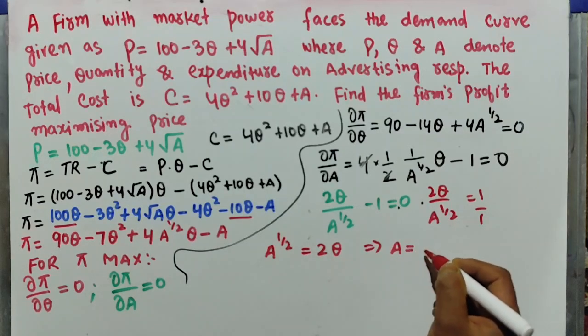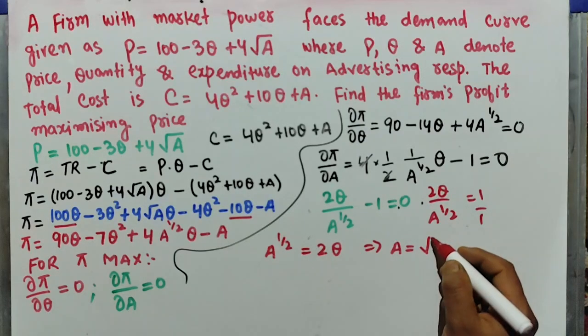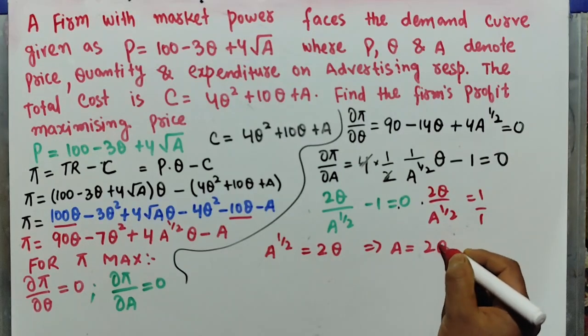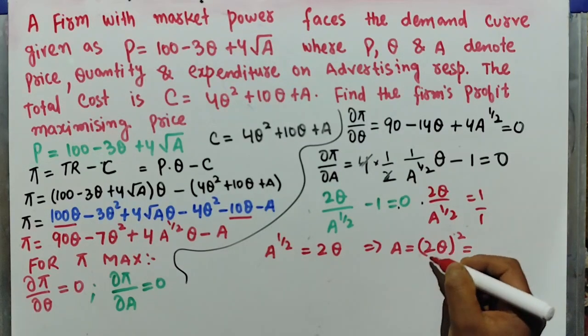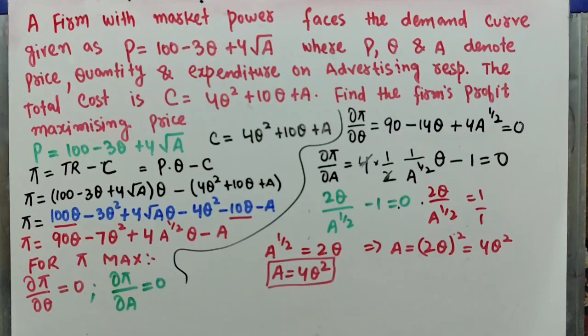which implies a will be equal to, transposing this, the square root becomes a square, so we get (2q) squared, which becomes 4q square. So a is equal to 4q square. Okay, now how can we solve it further? Let us plug the value of a is equal to 4q square into this equation, to see if we can find out something here.